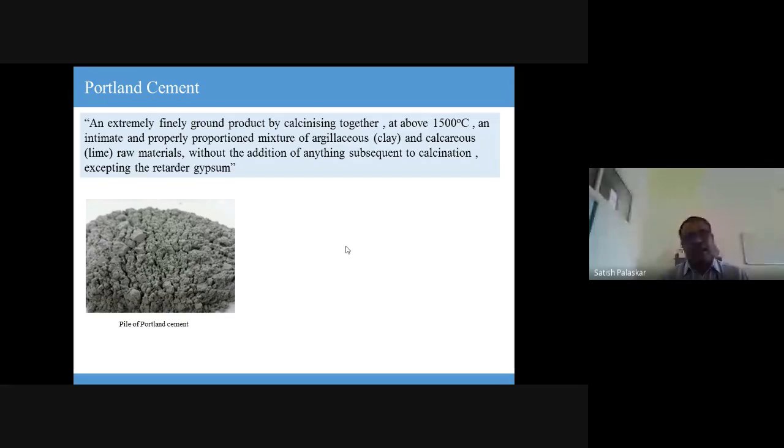An intimate and properly proportioned mixture of argillaceous material, that is clay, and calcareous material, that is lime, are the raw materials, properly proportioned. The proportion is fixed and does not change, without the addition of anything subsequent to calcination, excepting the retarder, gypsum. That means no other material is added to clay and lime in Portland cement. That is important. In Portland cement only clay and lime, the calcareous and argillaceous materials, are there, but gypsum is added at the end for the setting properties.